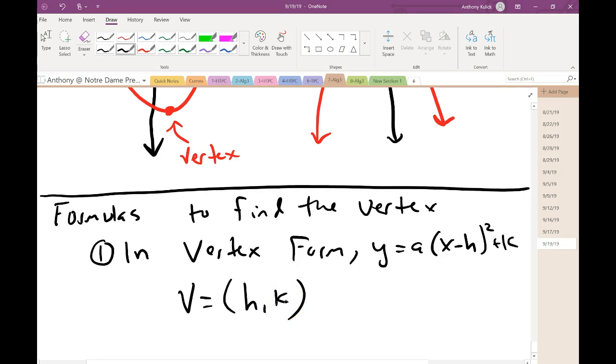So, in vertex form, we can find the vertex just by identifying the h and k. The vertex is the point h comma k. That should look familiar, right? In fact, that's the exact same thing as the absolute value function. Remember that the vertex for the absolute value function was always h comma k. For a quadratic function, if we're in vertex form, then the same thing is true, that the vertex is h comma k.